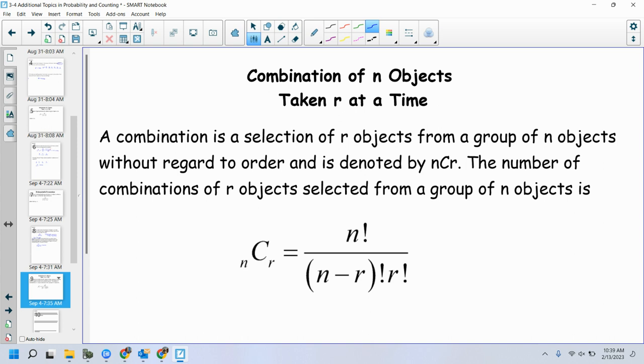All right. So what if order does not matter? Well, then it changes from a permutation to a combination. Order does not matter in this case.